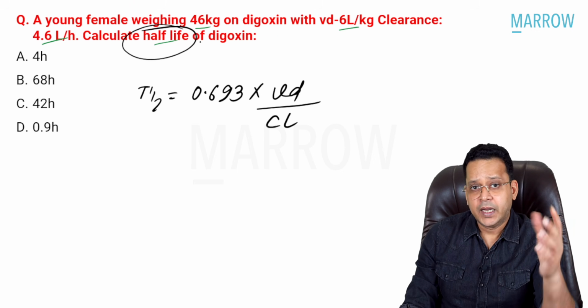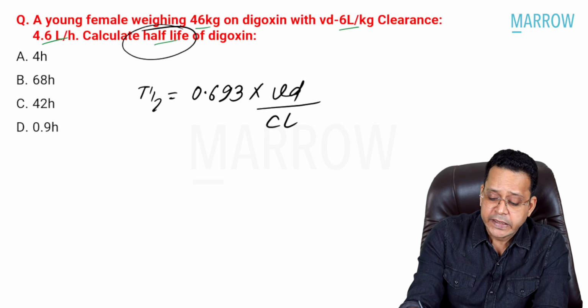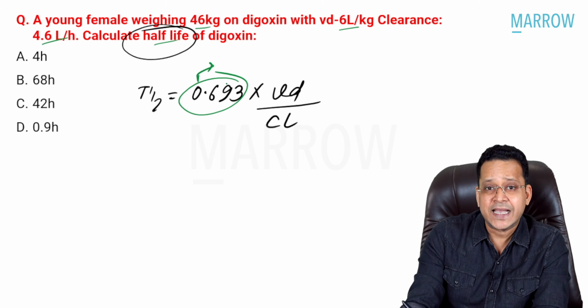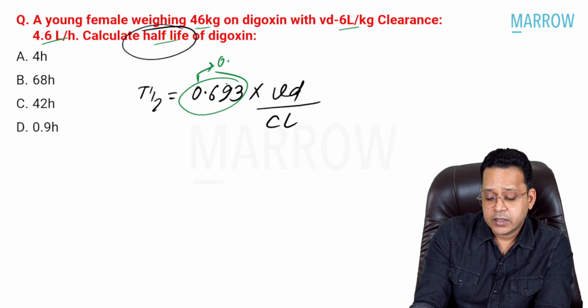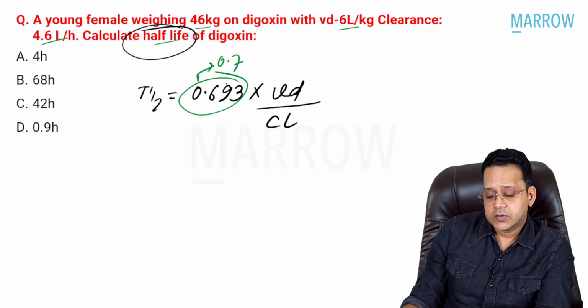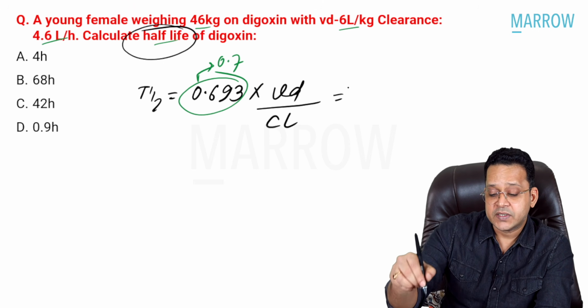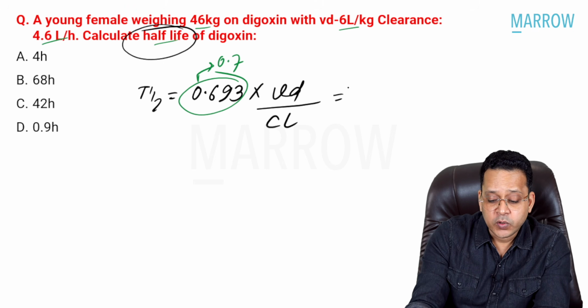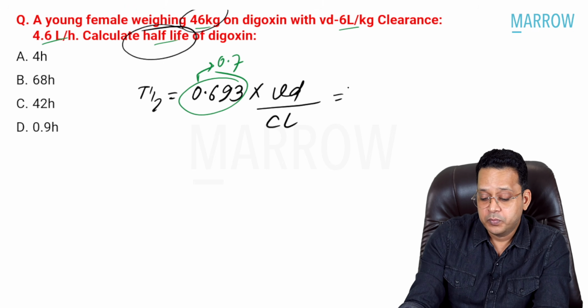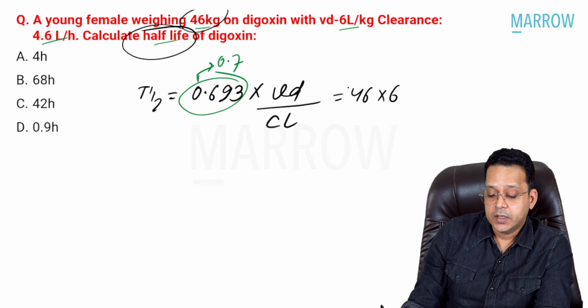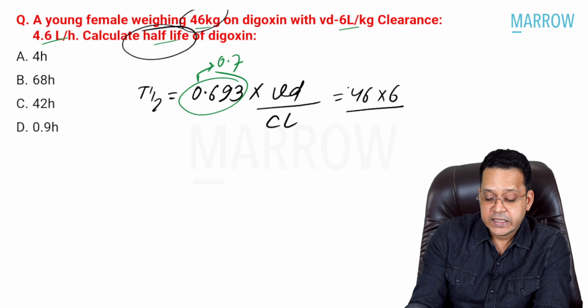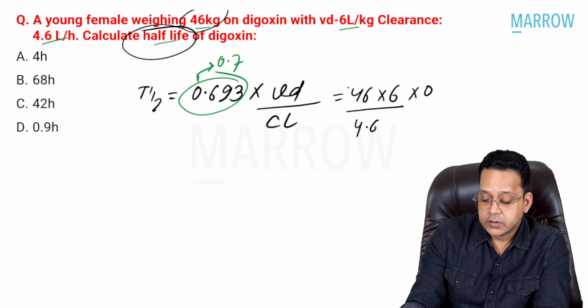So whenever I say half-life, T half, a formula that we use is 0.693 into volume of distribution by clearance, right? And if you remember in my lectures, I've told you time and again that for calculation purpose in the exam, so that it is quick, rather round it off to 0.7. So let us see what would be the volume of distribution. See, the volume of distribution is 6 liter per kg and total VD is 46 kg. So total VD would be 46 into 6, right? Clearance is 4.6. And that we have to multiply with the number 0.7, right?